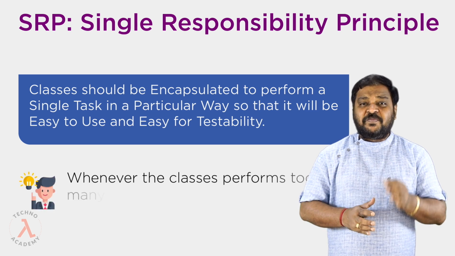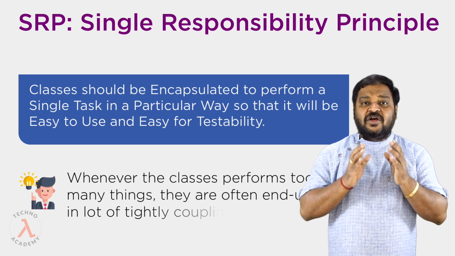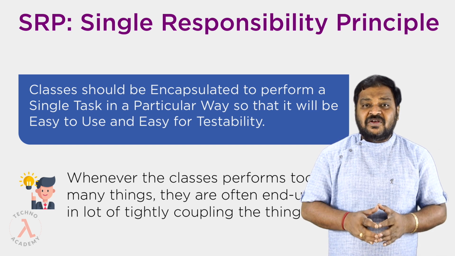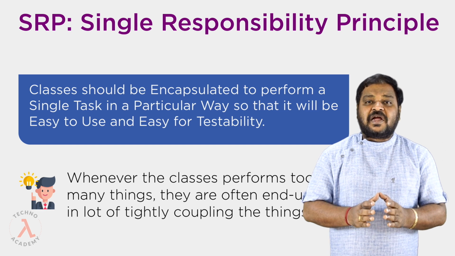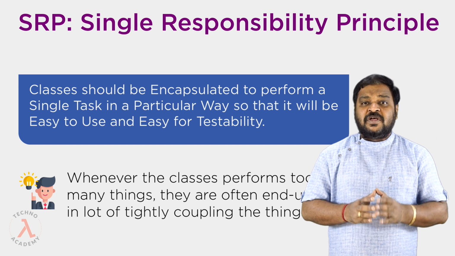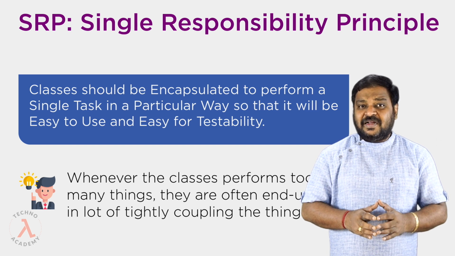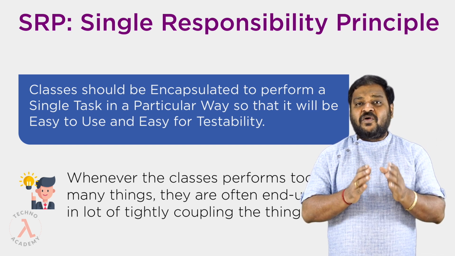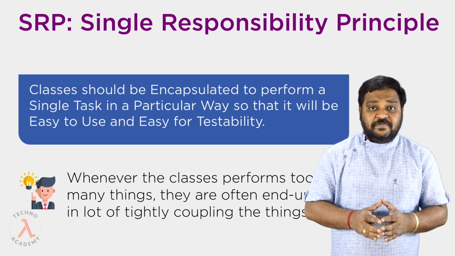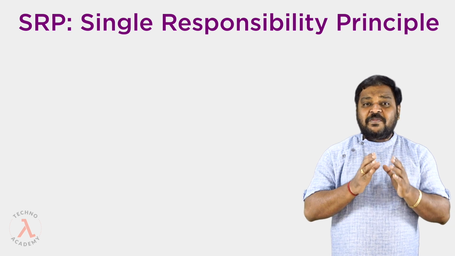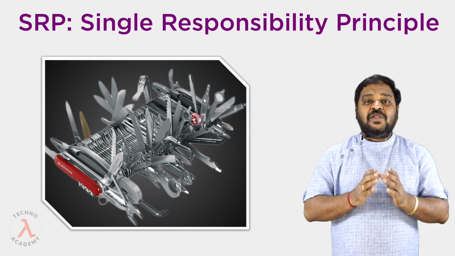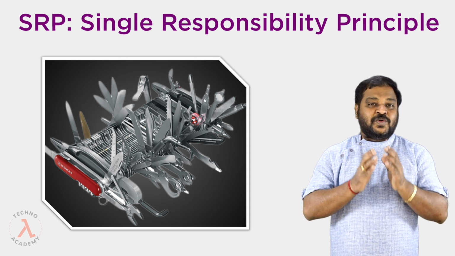Whenever the classes perform too many things, they often end up tightly coupling the things, which makes the overall class much harder to use and causes problems. And always remember that a general purpose tool can add additional complexity. For example, if there is a problem with one part of the multi-purpose tool, then it can impact all the other parts of the tool also, right?